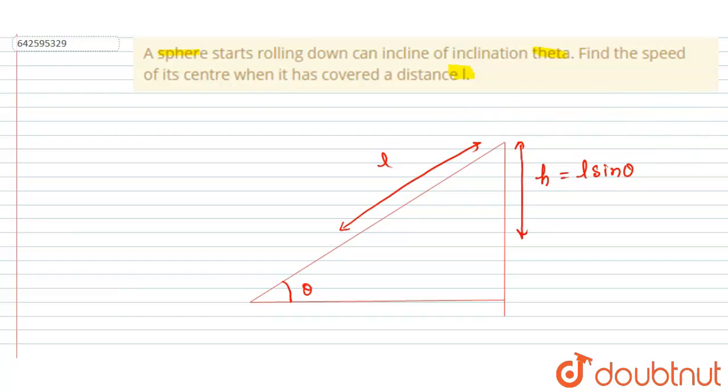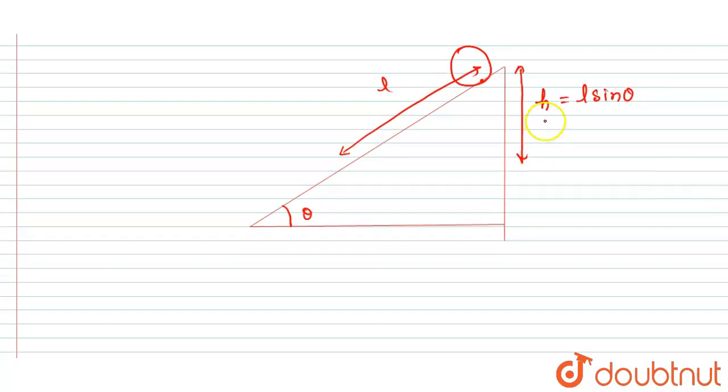And it is also said that it is rolling down, right? So since the sphere is rolling down, the point of contact will have the same velocity as that of this point on the incline, right? If I say this point is A and this point is B, then the two points will have the same velocity and acceleration, right?